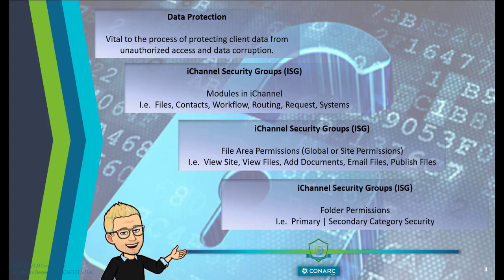In addition, iChannel Security allows for an optional feature where an organization can limit or restrict who has access to a particular folder for files. These are set at the primary or secondary category security levels.